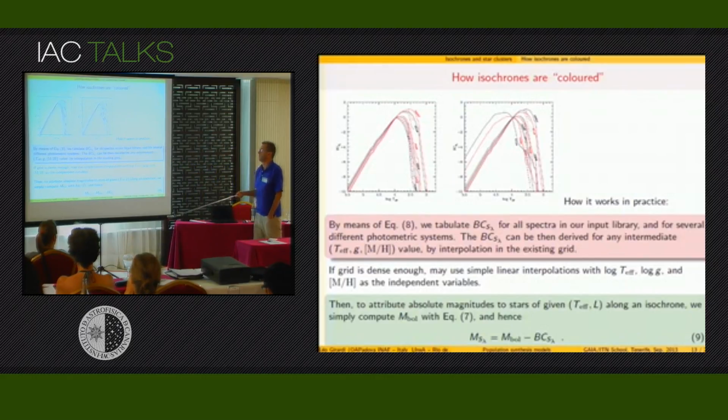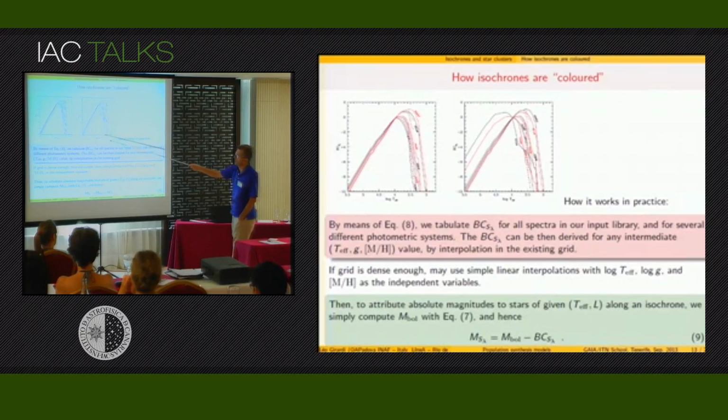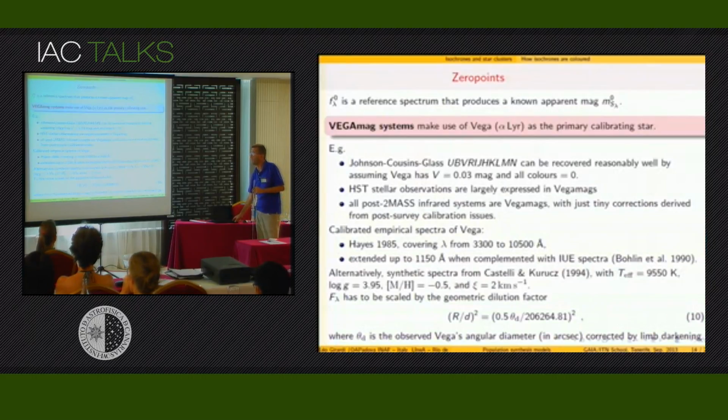you can take a library of stellar spectra from the literature and make these tables of bolometric corrections that will allow us later to interpolate inside these tables and then compute the bolometric correction for every star you have in the isochrone using the right temperature, metallicity, and gravity of the star. Simply using that equation to get the absolute magnitude of the star. So that's what's done usually. For every isochrone we have, you can convert to many photometric systems just by applying this procedure.